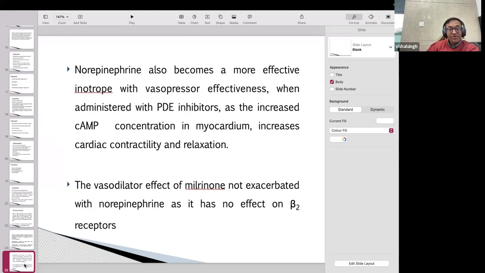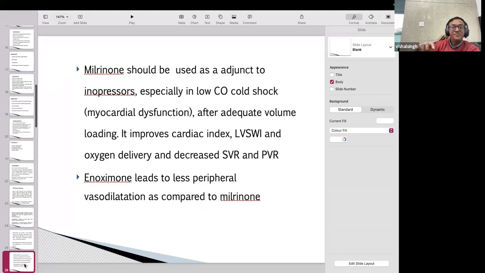Similarly, norepinephrine, like we discussed about epinephrine, becomes a better effective inotrope with vasopressor effectiveness when administered with PDE inhibitors, as the increased cAMP concentration in the myocardium increases the cardiac contractility. And the vasodilator effect of epinephrine is not exacerbated with norepinephrine, and vice versa, as it has no effect on beta-2 receptors. It should ideally be used as an adjunct to all the inopressors, especially in low cardiac output shock, but only after adequate volume loading. It improves cardiac index, left ventricular stroke volume index, and oxygen delivery, and decreases SVR and PVR, which is associated with milrinone, primarily due to its afterload reduction.